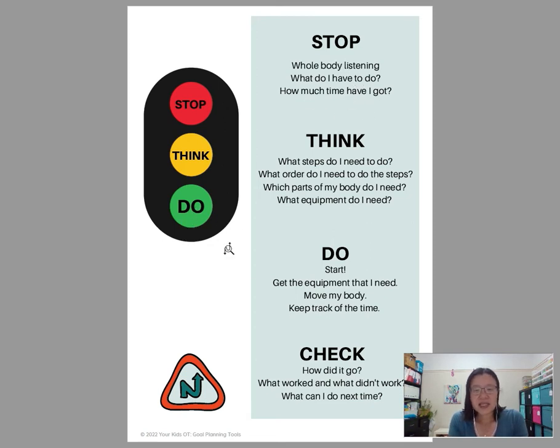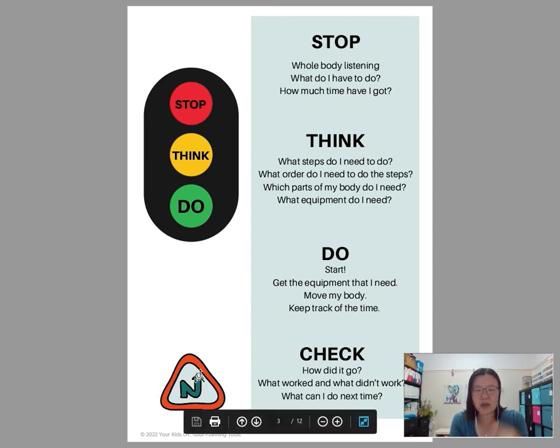Green is do. Go ahead, do it. Start. Get the equipment that you need. Move your body. Keep track of the time. I've also included a U-turn component. Go back and check. Check, how did you go? What worked and what didn't work? What can I do next time?